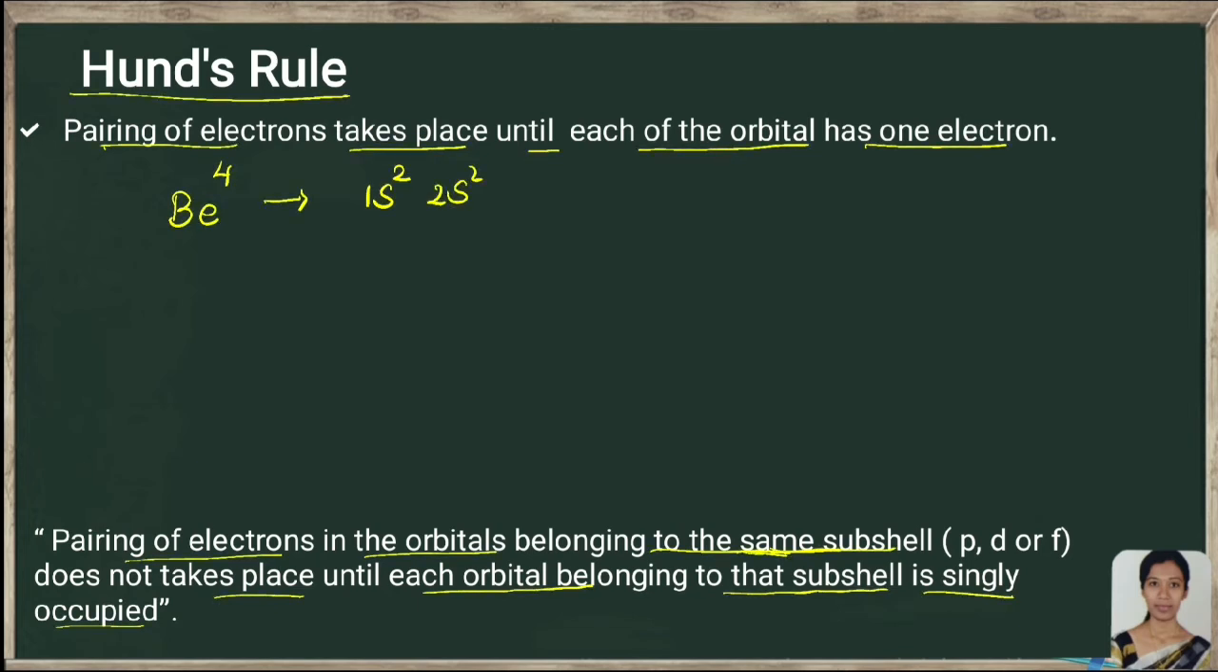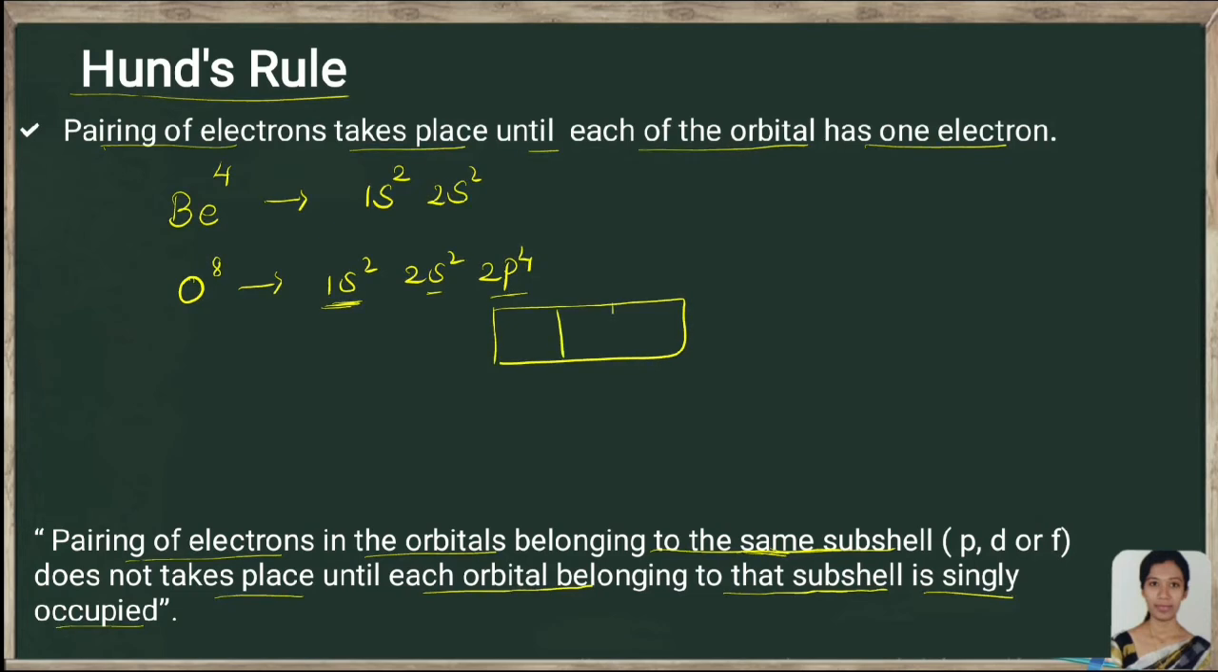Then if you go to a higher atom, for example oxygen with atomic number 8, we will fill 1s2, 2s2, 2p4. An s orbital doesn't have any subshells, that's why it can be filled. But when we come to the p orbital, it has 3 subshells, that is px, py and pz.